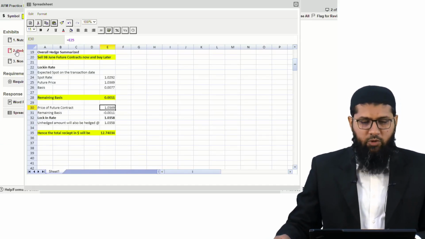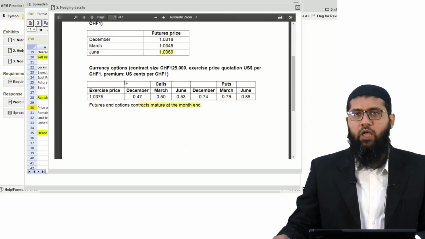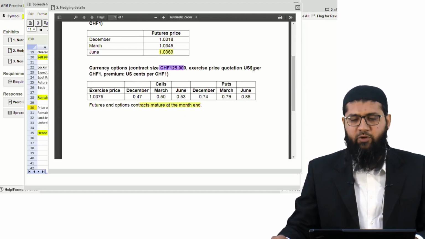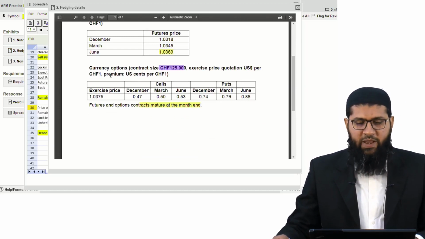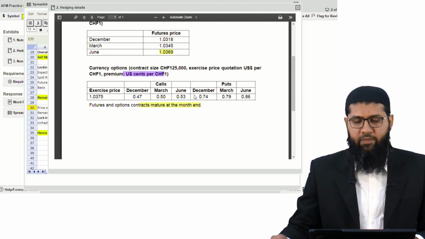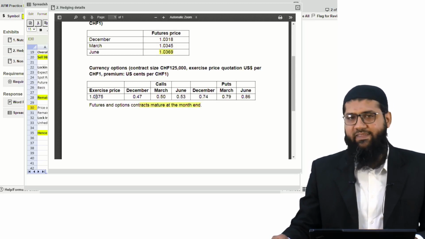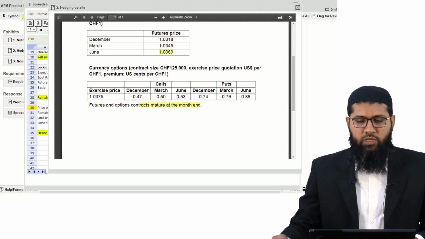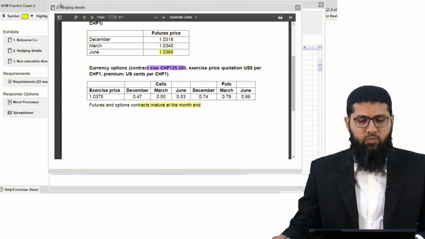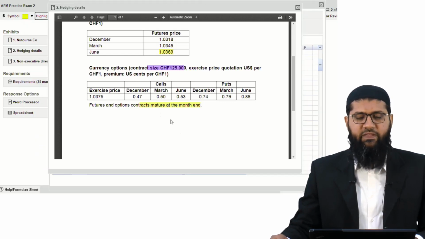Okay, now lastly, we have got the currency options. It says contract size is this, exercise price per quotation is this, the premium is US cents per CHF, call, put, December, March, June, etc., the futures and options. Now there is only one exercise price that is given. The contract size is in CHF.